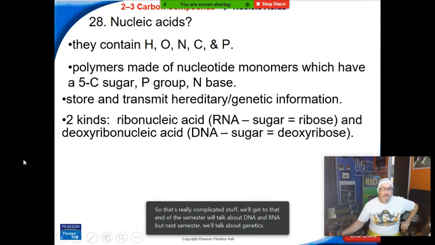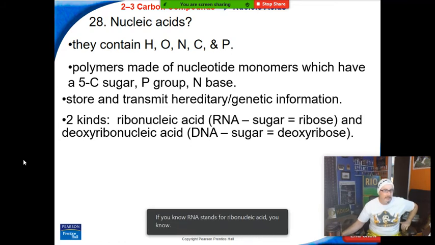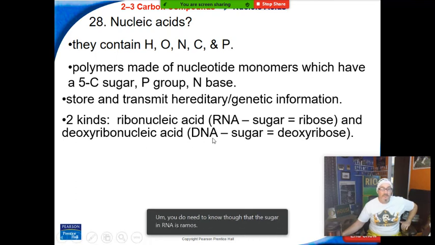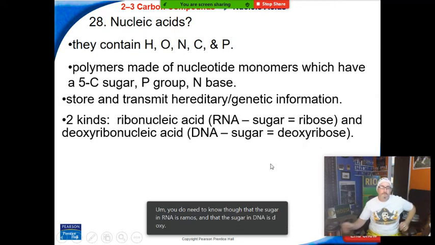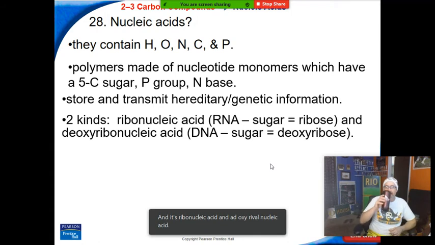All right. There are two kinds. If you know RNA stands for ribonucleic acid, you don't need to write it down again. You can just write RNA. You do need to know, though, that the sugar in RNA is ribose and that the sugar in DNA is deoxyribose. Ribonucleic acid, RNA, deoxyribonucleic acid, DNA.